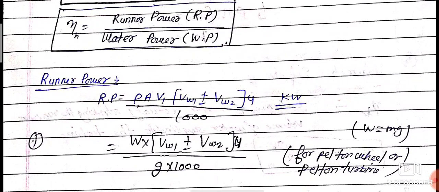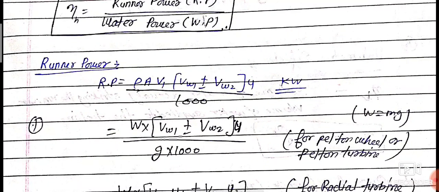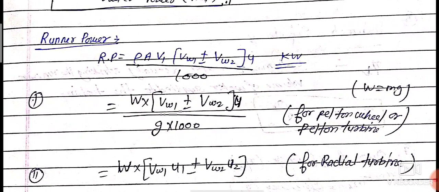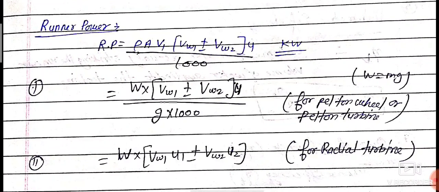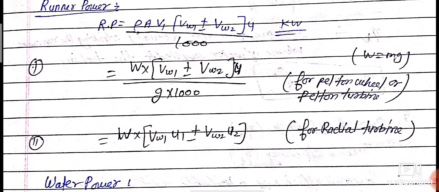Now runner power is equal to rho a V1 (Vw1 plus minus Vw2) into U upon 1000 kilowatt. Or W into (Vw1 plus minus Vw2) into U upon g into 1000, where W is equal to m into g. For Pelton wheel or Pelton turbine, runner power is equal to W into, in the bracket, Vw1 U1 plus minus Vw2 U2 for radial turbine.